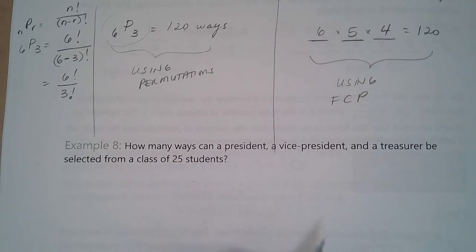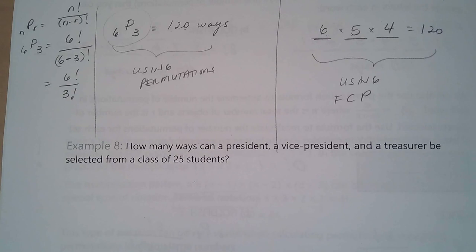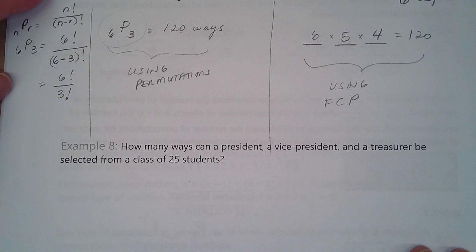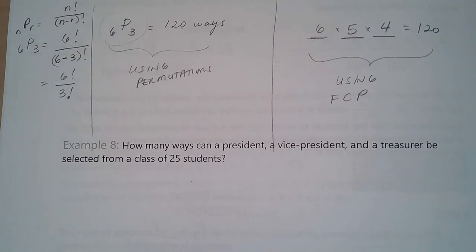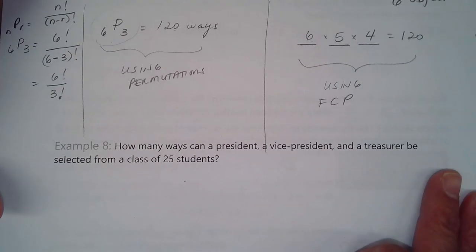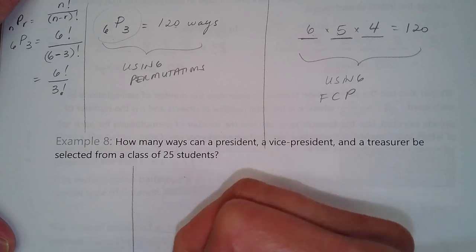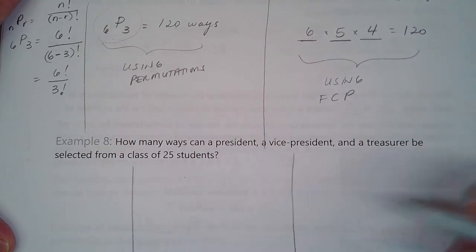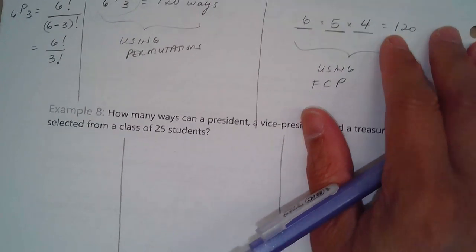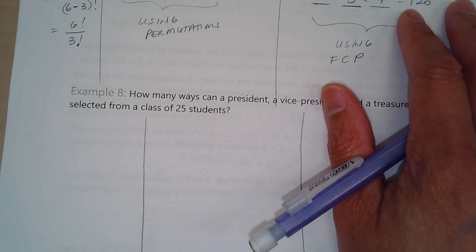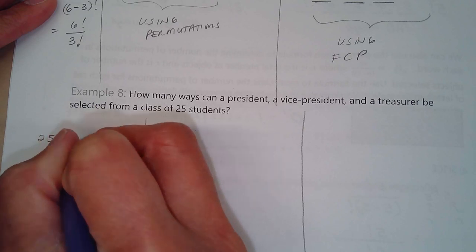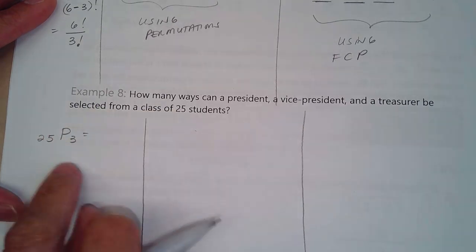Okay. Probably going to do example 8. We'll take a quick break. Example number 8. How many ways can a president, vice president, and a treasurer be selected from a class of 25 students? Let's see if we can do that using 3 different strategies. How can we write that as any strategy? 25P3, and then of course we can type that into our calculator.